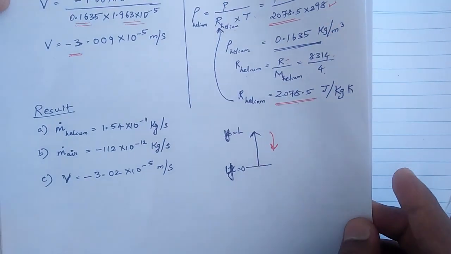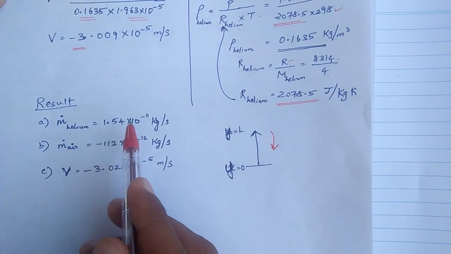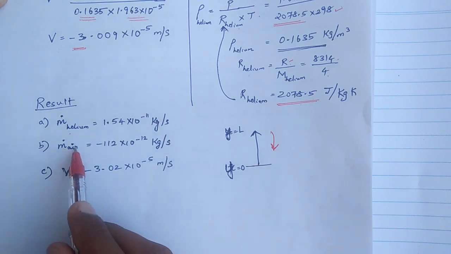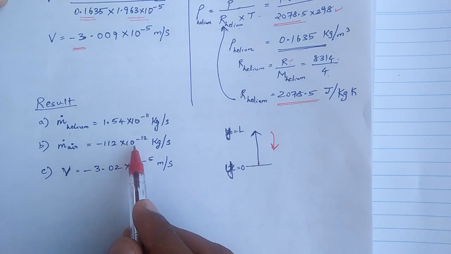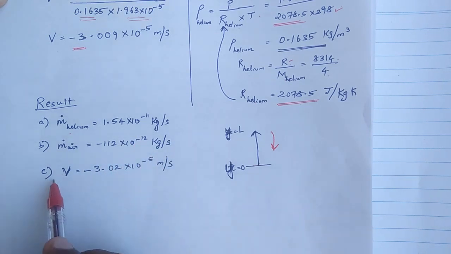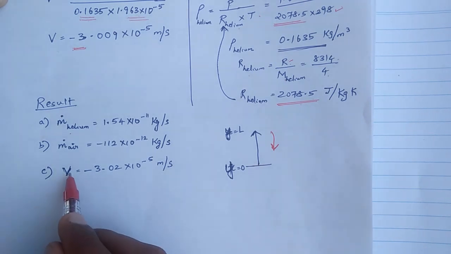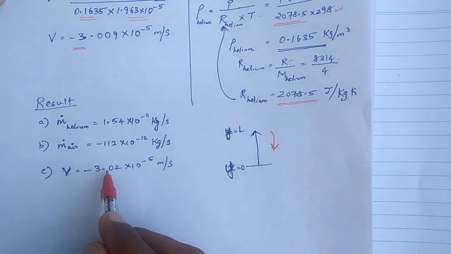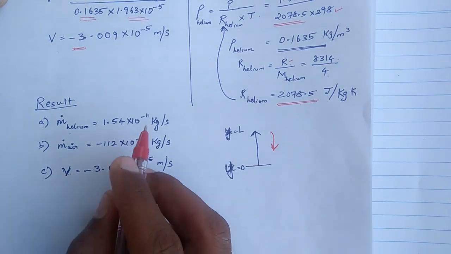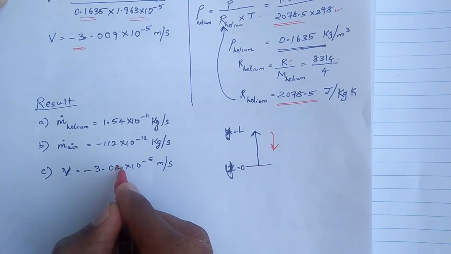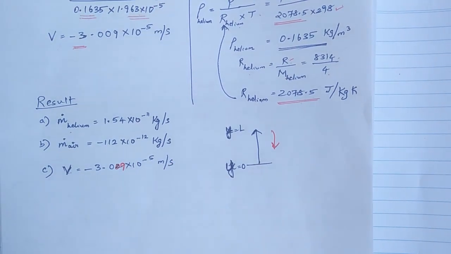So finally the result is: the mass flow rate of helium comes around 1.54 into 10 power minus 11 kg per second, and the mass flow rate of air is equal to minus 112 into 10 power minus 12 kg per second. C, that is the velocity at the bottom of the tube, comes around minus 3.009 into 10 power minus 5 meter per second.